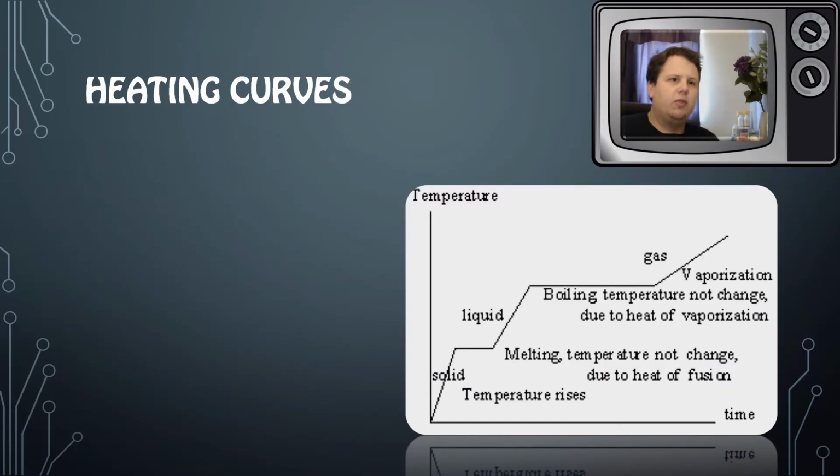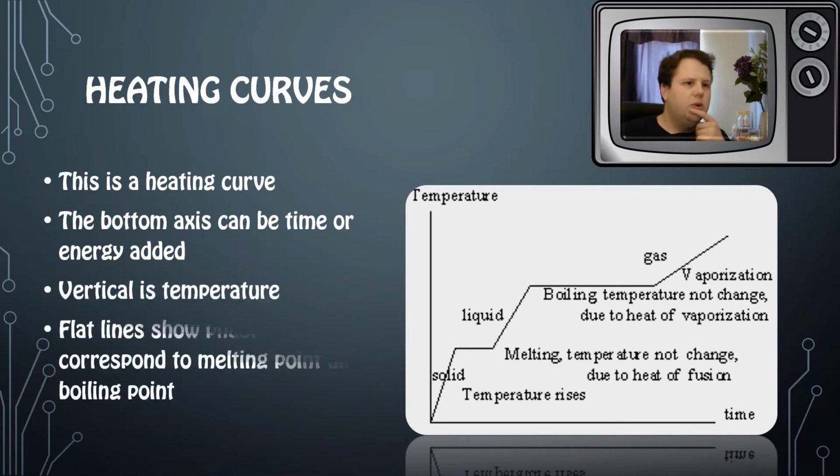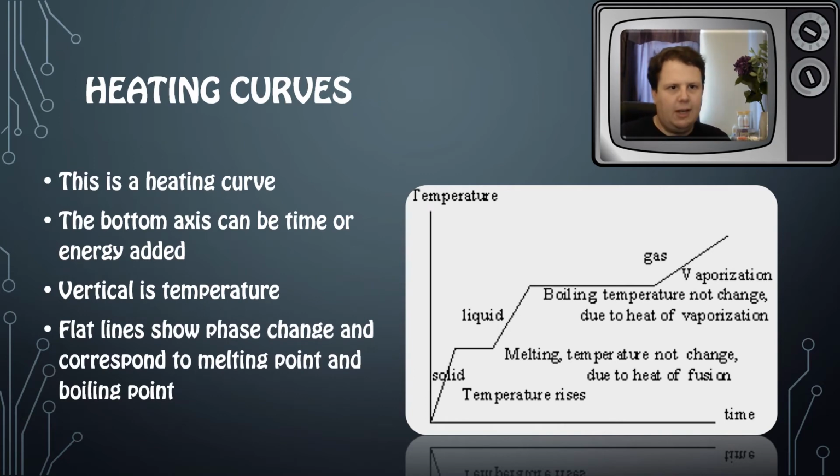Okay, heating curves or heating graphs. So this is what we call a heating curve. The bottom axis can be either time or energy added, because they end up being the same thing, and the vertical axis is always temperature. Now flat lines, like here and here, correspond to the temperature that is the melting point and the boiling point of the material. And they're flat lines because although we're adding energy, we don't see any temperature change, because this is where we have the latent heat being involved.